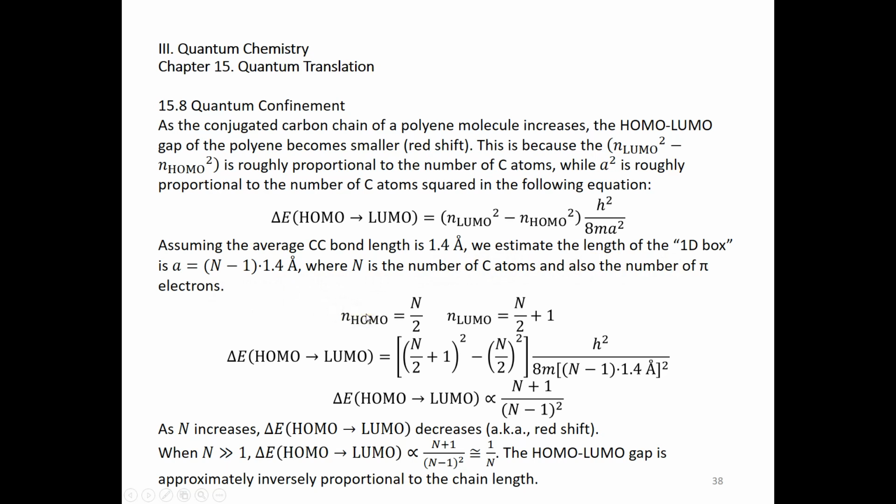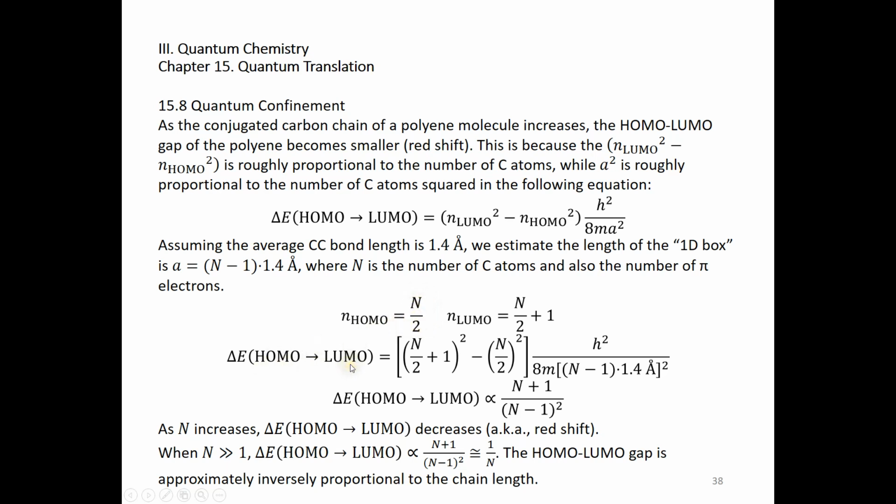Therefore, n HOMO is n over 2, and n LUMO is n over 2 plus 1. This is because in each MO we have 2 electrons. Therefore, if we have n electrons, they occupy 1/2 of n MOs.